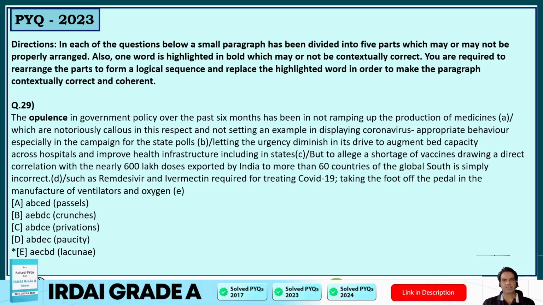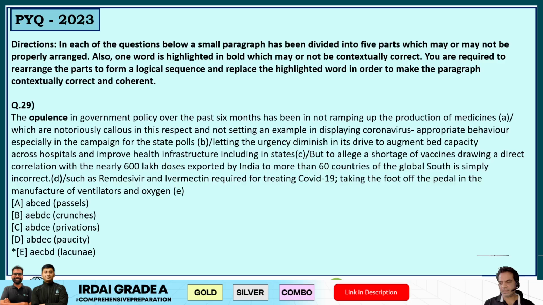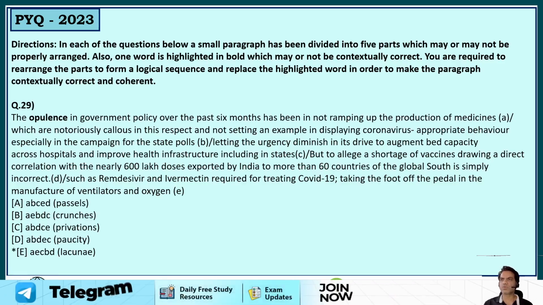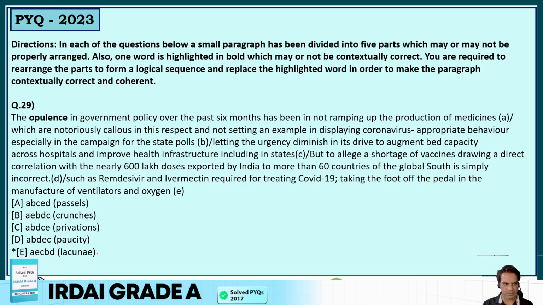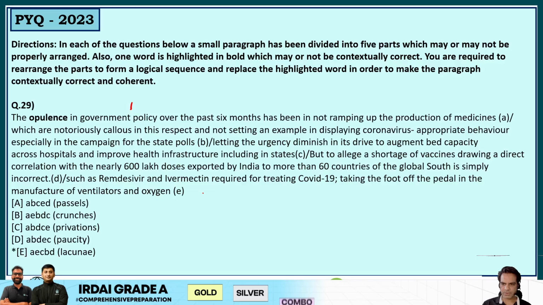Opulence is something shiny, but it should not be shiny. Pastels, crunches, privations, paucity, or lacunae. I feel lacunae. The lacunae in government policy over the past 6 months. So it starts with A. So A is the first part here, and then second is E. Now it's really very long questions, guys.